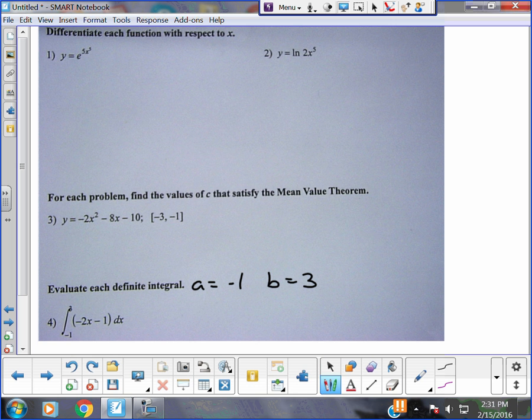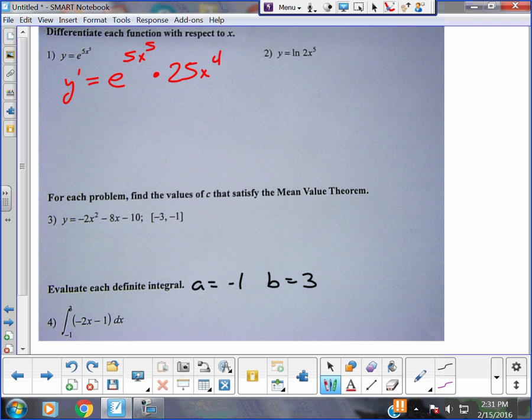So this is a chain rule. Derivative of y is y prime. Derivative of e to the x is e to the x. Then just do the chain rule. So everybody, that's the answer to the first one. It's just a chain rule, right?